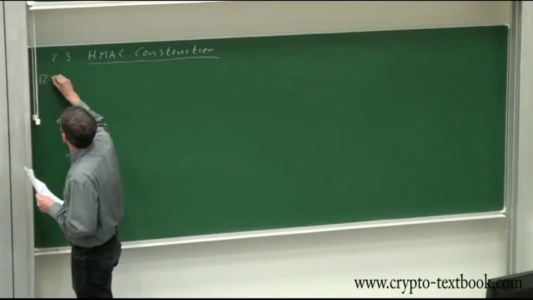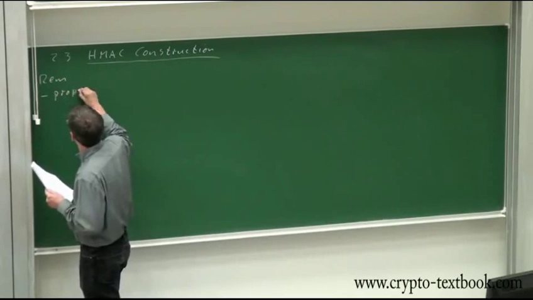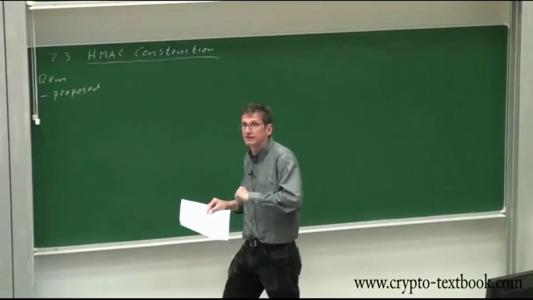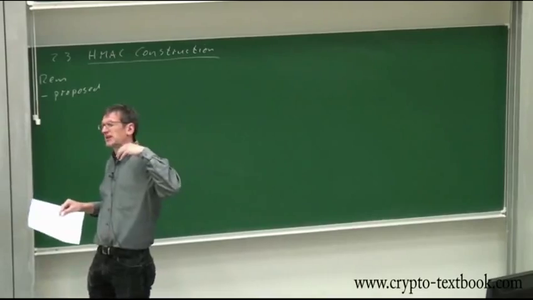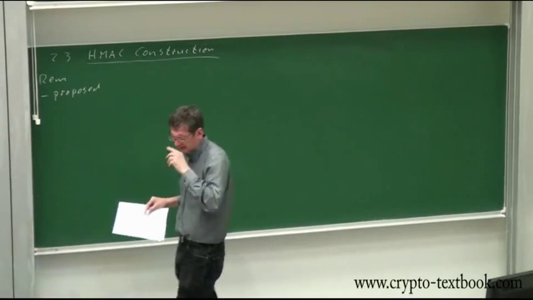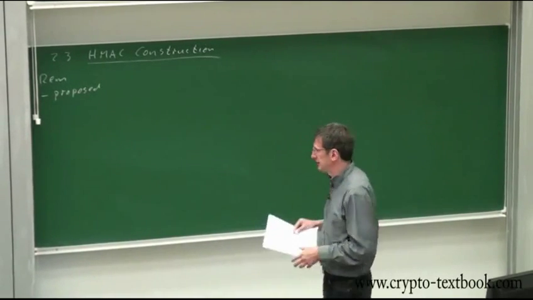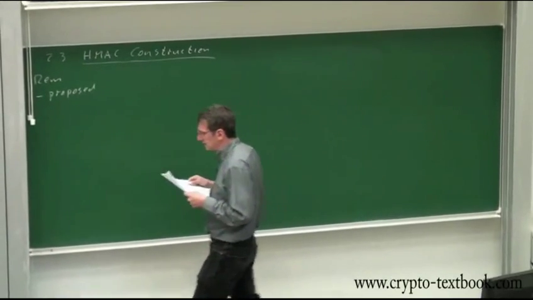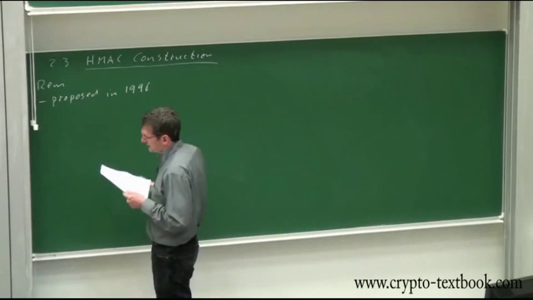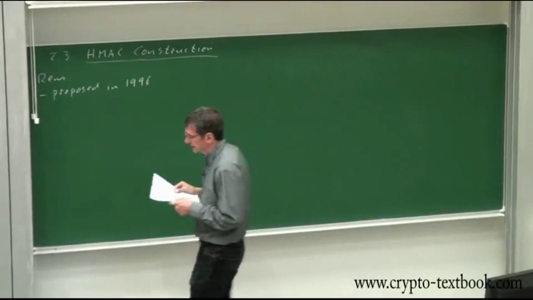Two remarks to start with. I'd like to give you a little historical perspective. Remember, DES was proposed in roughly 1975, and then in '76 and '77, both Diffie-Hellman and RSA, the big public key algorithms, were proposed. HMAC was proposed in 1996 by Bellare, Canetti, and Krawczyk, and I'm not writing the names down.